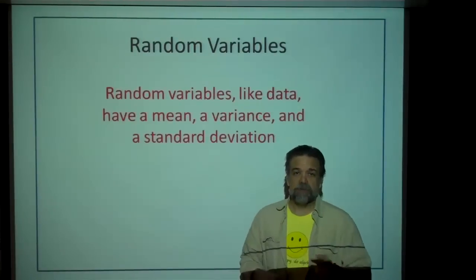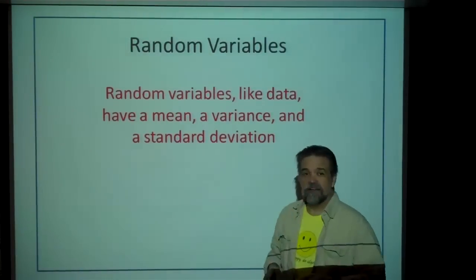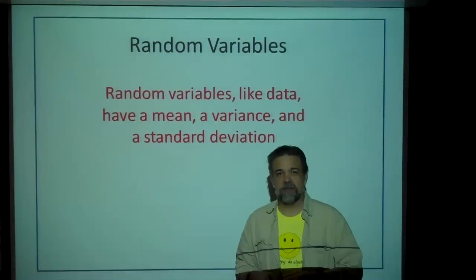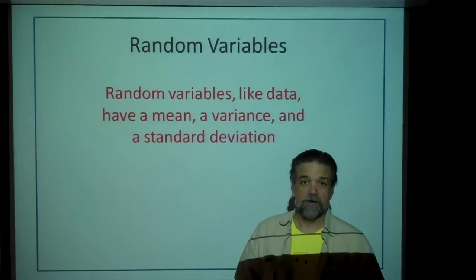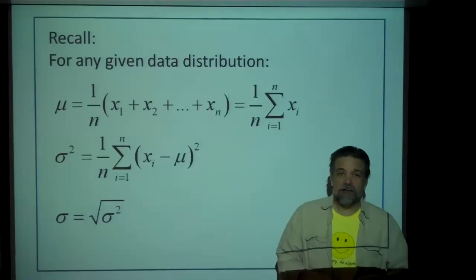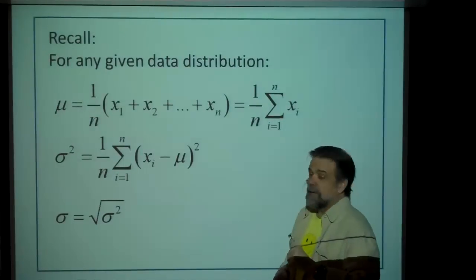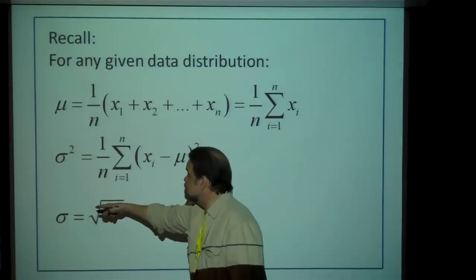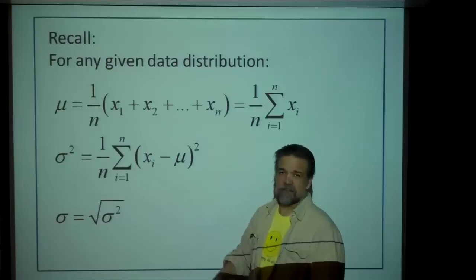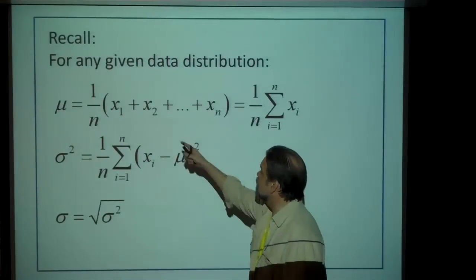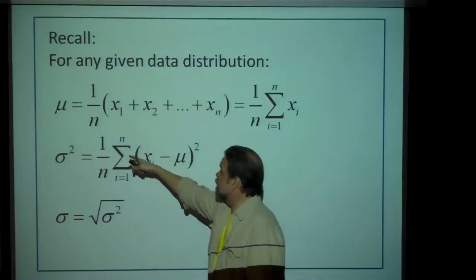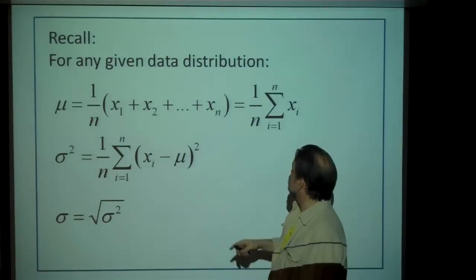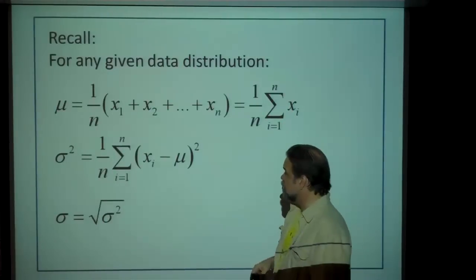So random variables, just like data, have a mean, a variance, and a standard deviation. And we're going to talk about how to calculate those things right now. First off, let's remember how to calculate the mean, the variance, and the standard deviation of data. Mean, that's easy. We've been doing that for years. You add up all the values and you divide by the number of values that you have. And here's our sigma notation using a summation sign.